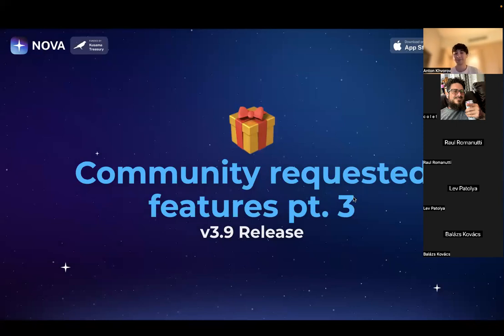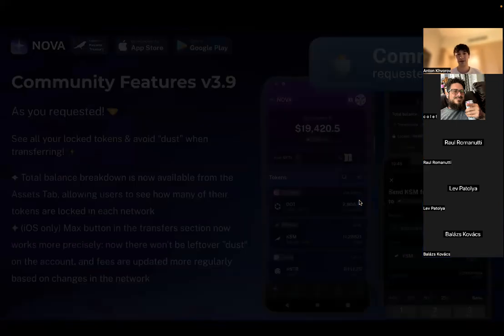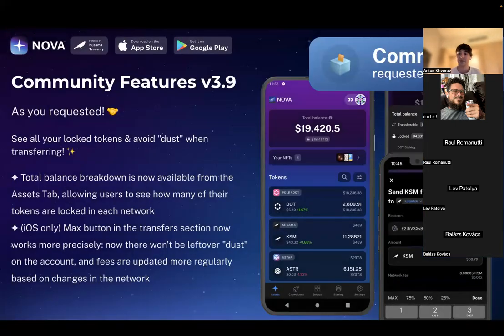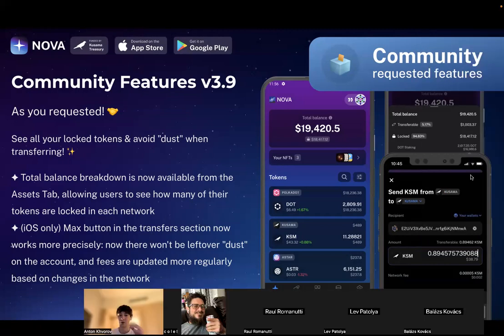But yeah, let's proceed with the community requested features release, which is version 3.9. So overall, the main feature of that release was to provide the total balance breakdown, which allows you to see all your locked tokens across all of the networks in the ecosystem. So that allows you to see in one place all the locks with all the reasonings behind them, right? So we can see all tokens which are in stake, all tokens sent to the crowdloan, and other reasons for the locks, for example, vesting, right?